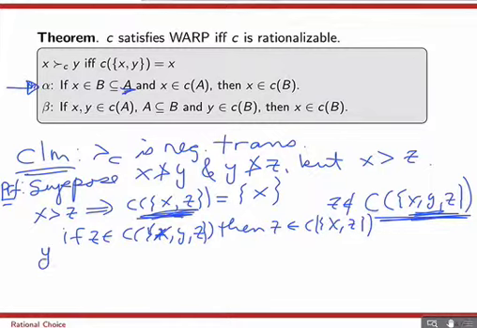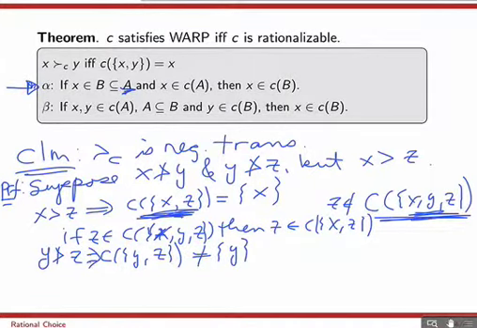Well, now suppose that Y is not strictly preferred to Z. So if Y is not strictly preferred to Z, this tells me that when faced with a menu between Y and Z, this is not equal to singleton Y. So Y is not the only element in the choice set here.